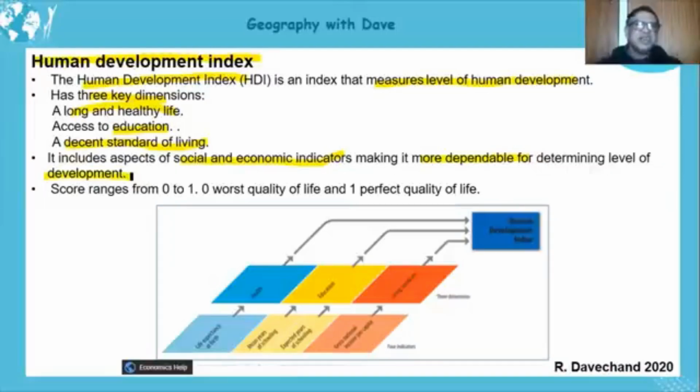Can you see it? Right, now watch out for this one. It ranges from 0 to 1. It works the opposite from the Gini coefficient, with 0 being the worst quality of life and 1 being the perfect quality of life. Can you see it? All right, it's opposite. Just be careful.